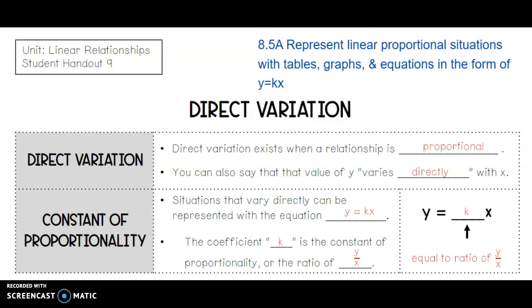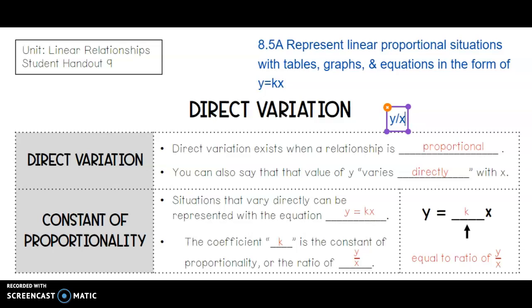And to review lesson 8, proportional means that it passes through the origin at 0, 0, and that it has a constant ratio of y divided by x. And that is our second bullet point here. It says that you can also say that the value of y varies directly with x. And in lesson 8, what that looked like was that you took y and divided it by the x value when you were given a table. And that is the same thing that we're going to do here. And if it has a constant ratio, that means that it is proportional.